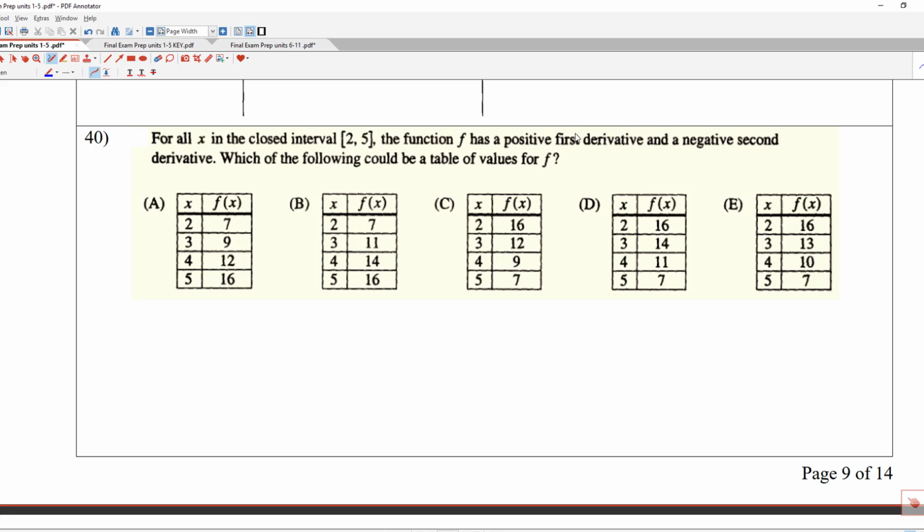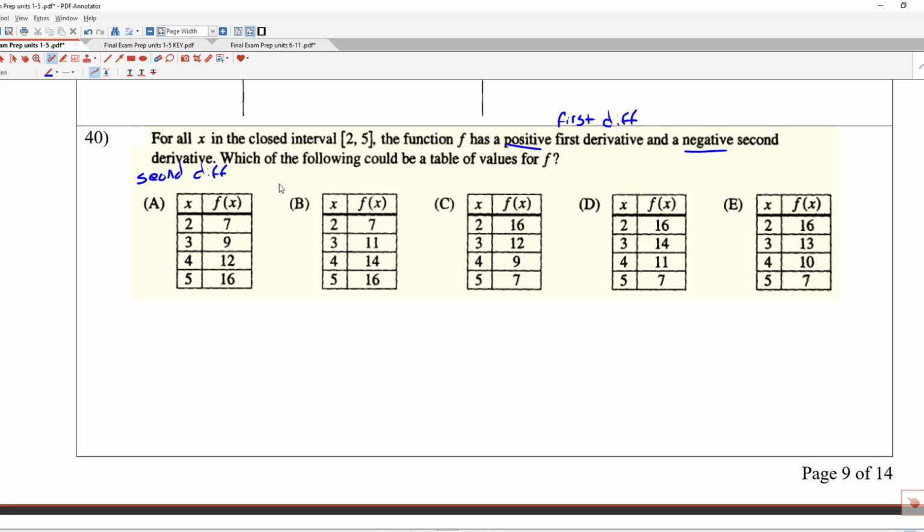So first derivative is, another way of thinking of that is your first differences. And I'm just going to abbreviate that by saying first difference. And second derivative is the same thing as second difference. It's a tool that we use nowadays in Algebra 2 to analyze functions for their first and second derivatives without doing any calculus. What that means is that all the first differences have to be positive and all the second differences have to be negative.